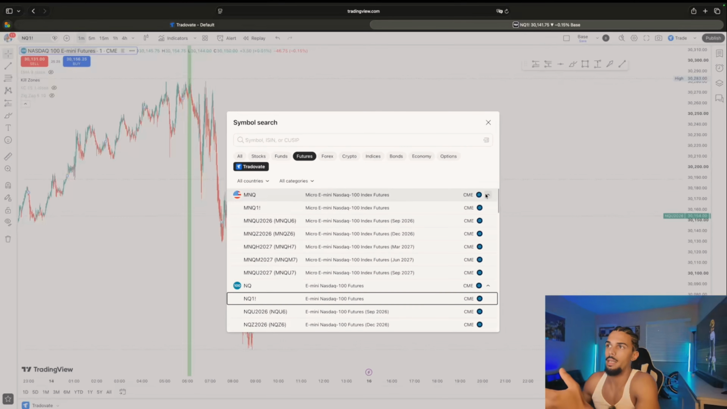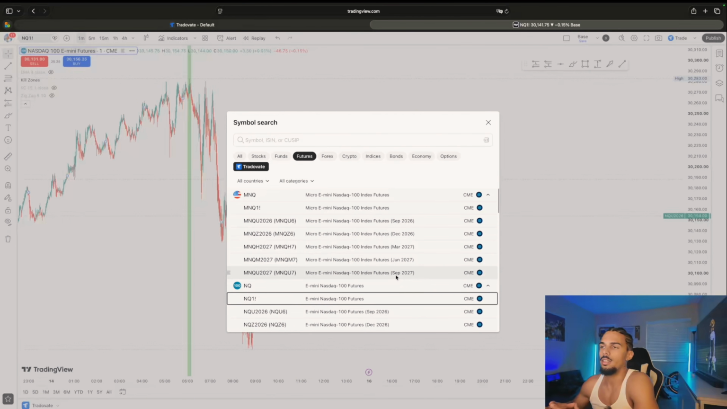For example, we see the MNQ, right? But there's what, 1, 2, 3, 4, 5, 6. There's 6 different ones I could click. So you have to choose which specific month to be on. See back here, September, December, March, June, September.